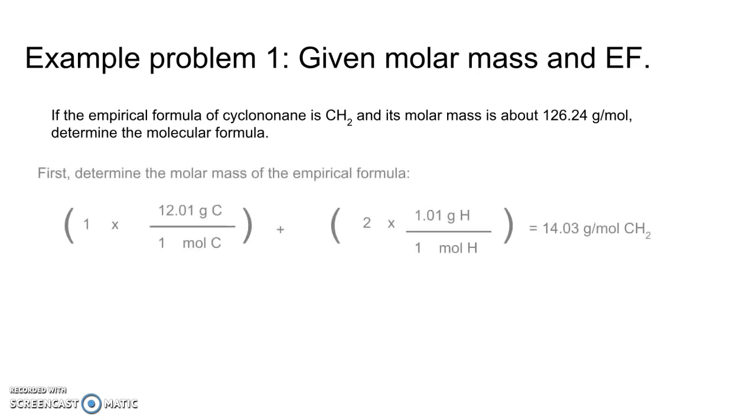All right. First thing you do, you got to come up with the molar mass of the empirical formula. So that's the CH2, right? When I do that, I end up getting 14.03 grams per mole.